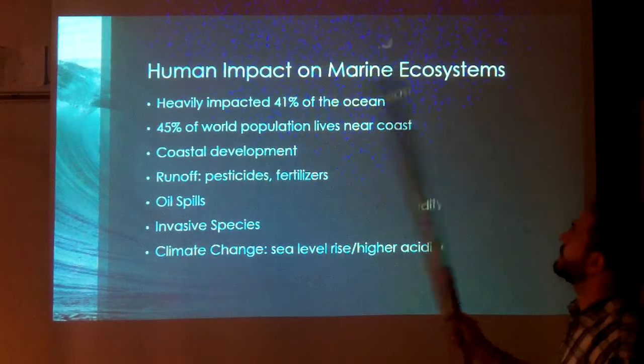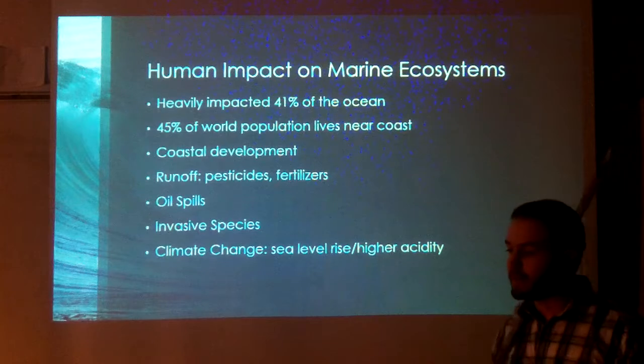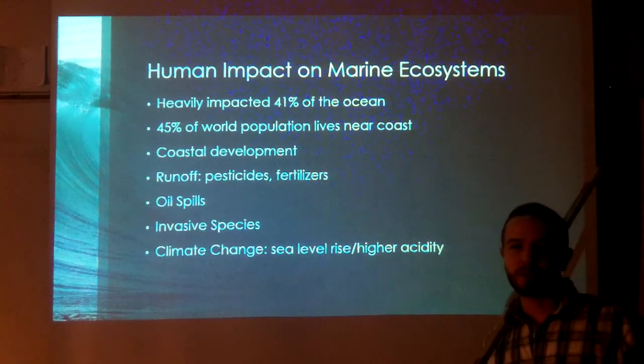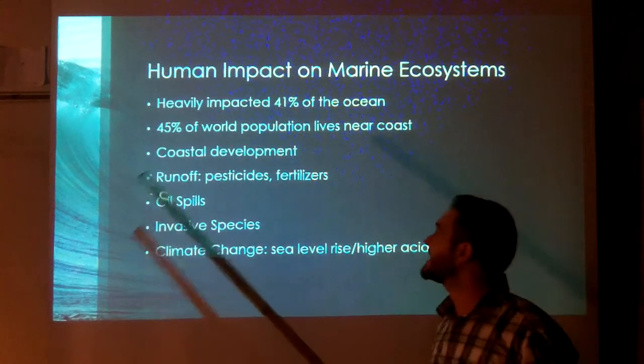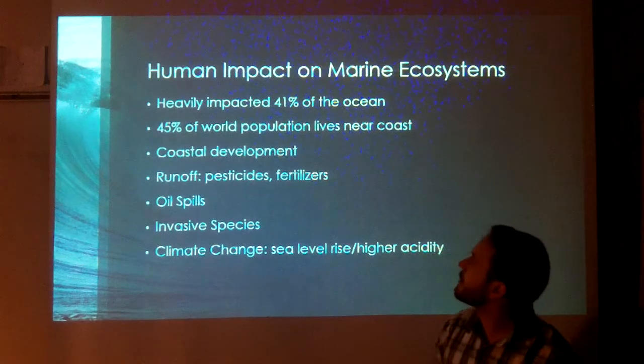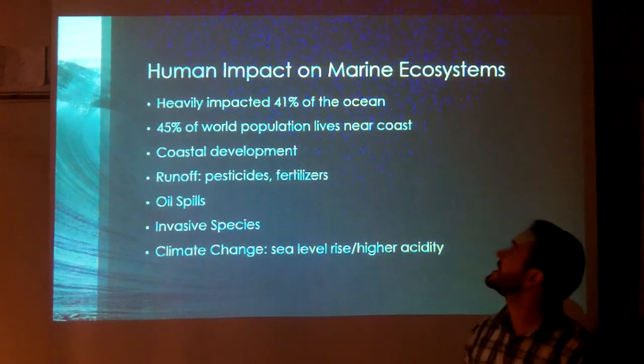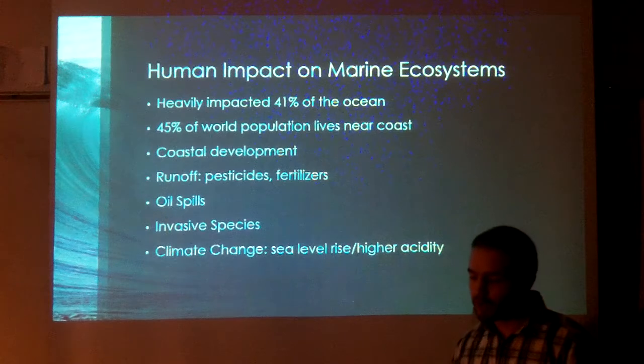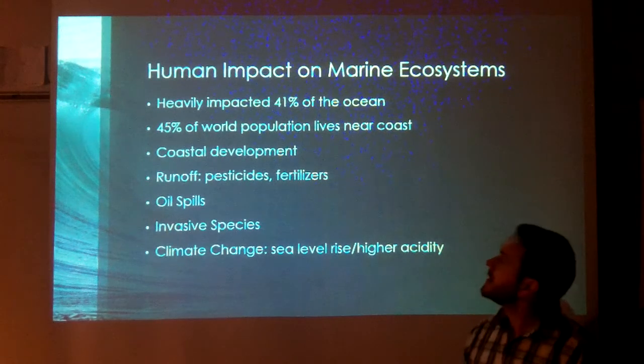Humans have heavily impacted 41% of the ocean. You know the ocean is massive. We've only explored roughly 5% of it. We have negatively impacted 41%. 45% of the world's population lives on or near the coast. Near the coast would be 15 miles or closer.